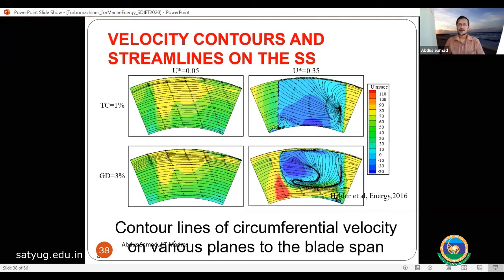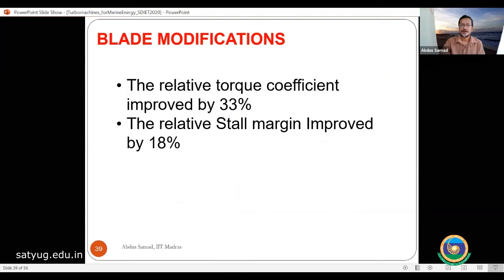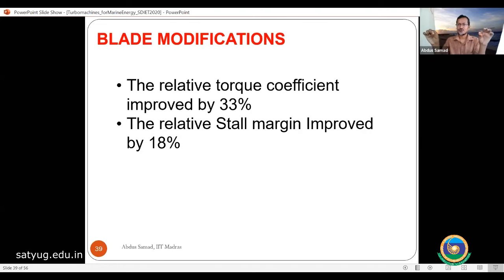Okay, so after introducing the tip groove, we did lots of CFD simulation. We got these CFD results, and the relative torque coefficient improved by 33% from our research. We got the relative stall margin. Stall margin is the range over which we can run the turbine, with flow coefficient on the x-axis and efficiency on the y-axis. Our range increased by 18%.